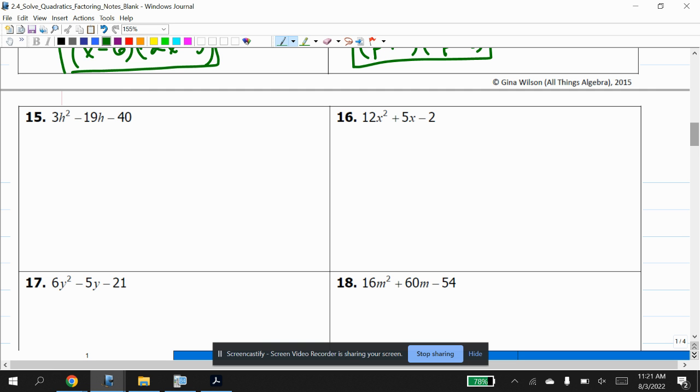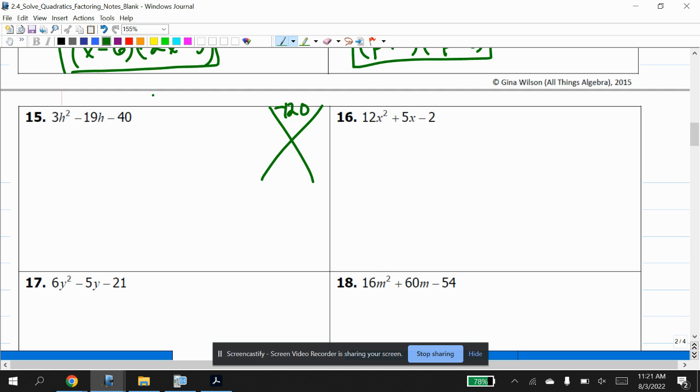3h squared minus 19h minus 40. 3, 19, and 40. Do they have a GCF? No. 19's prime, so it's 3. So that limits that. So we're going to multiply and build our x. What goes on the x? Negative 120. Not quite as big, but it is still a number that ends in a 0, so that's going to help us. Now on the bottom, we've got a negative 19.